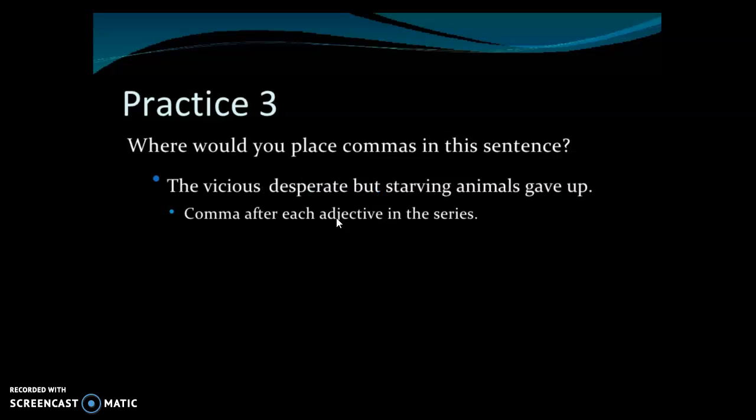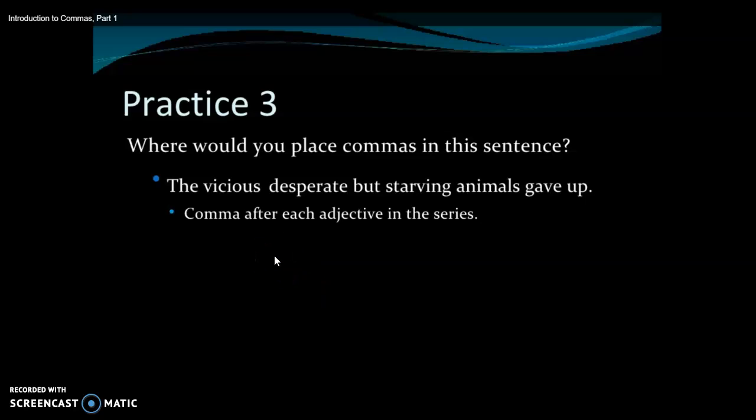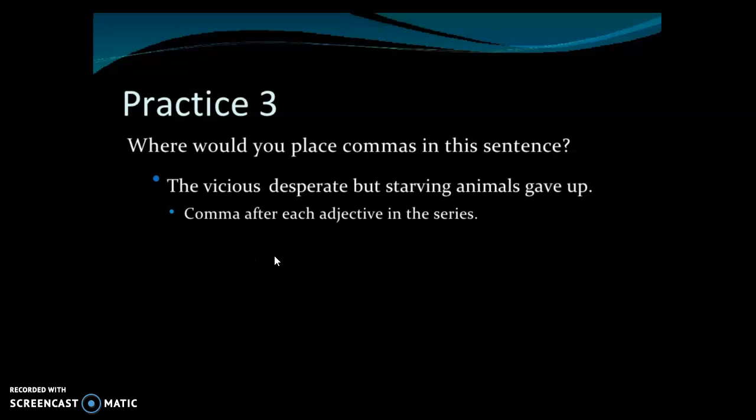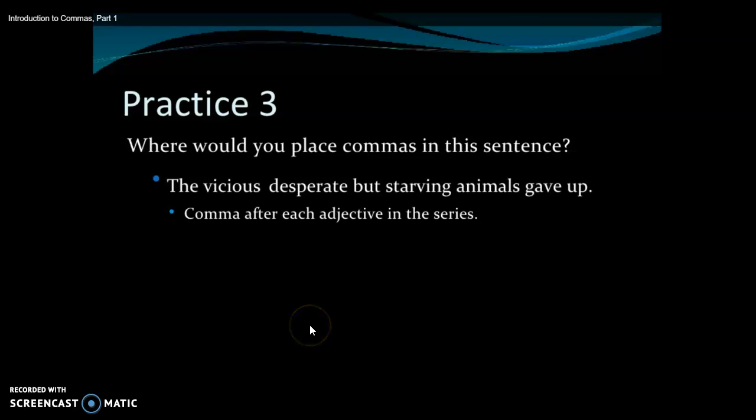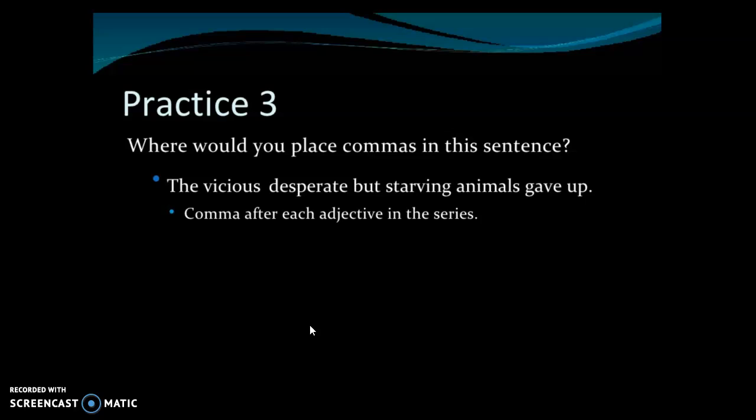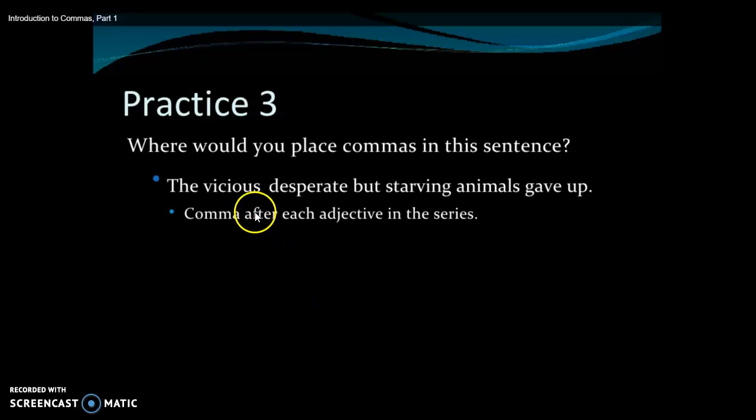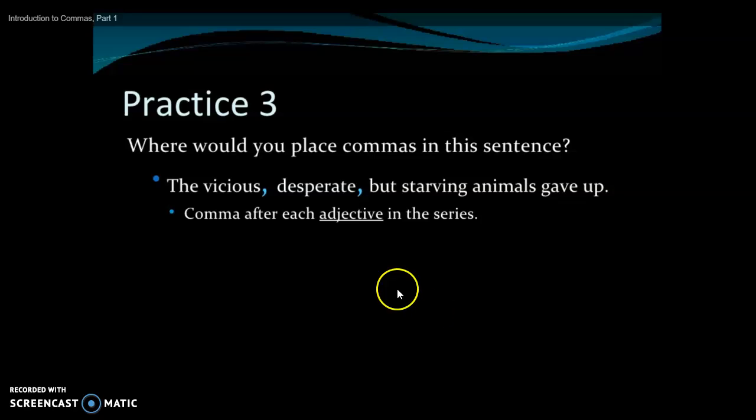Let's move on. Where would you place the comma in this sentence? Again, a little different. The vicious, desperate, but starving animals gave up. And these are adjectives. So we're going to need to put a comma after each adjective in the series. Remember, animals is our noun. Starving, vicious, and desperate describe how the animals are. So they're adjectives. As you see again, after vicious and after desperate, after each adjective in the series.